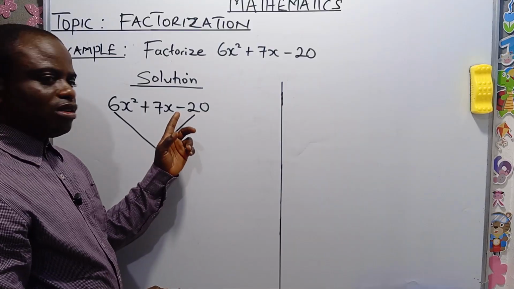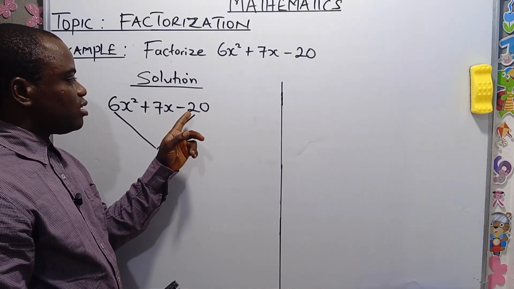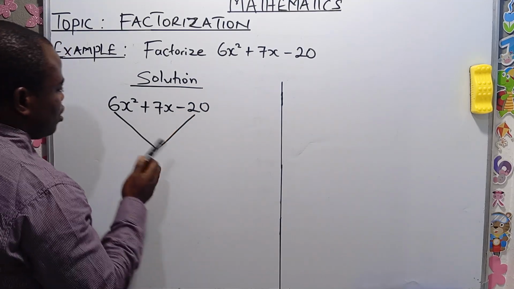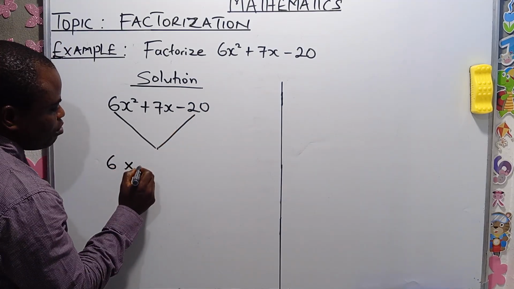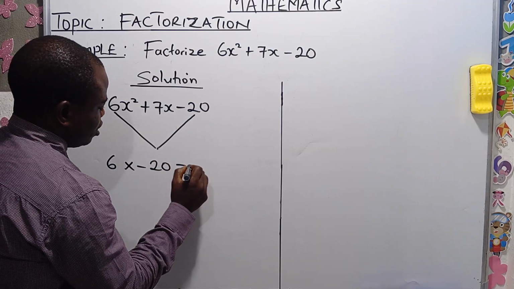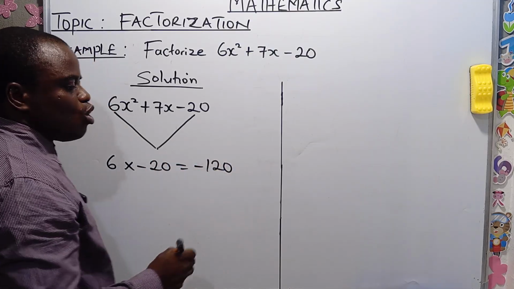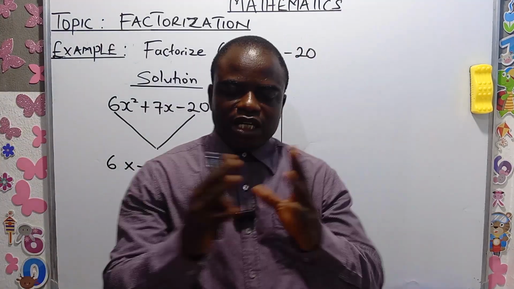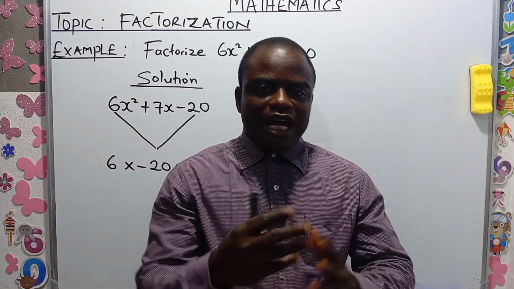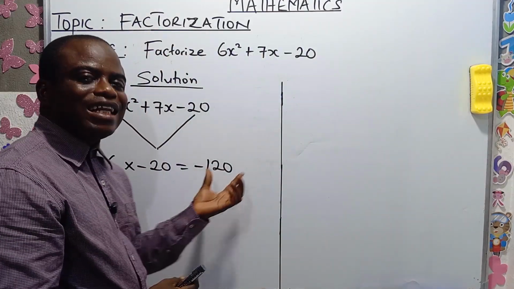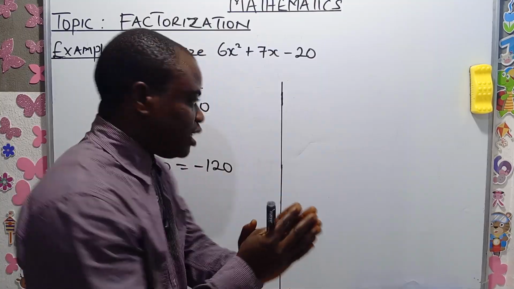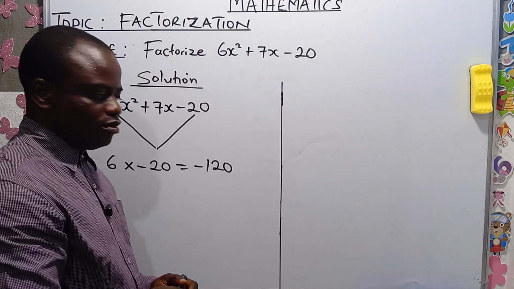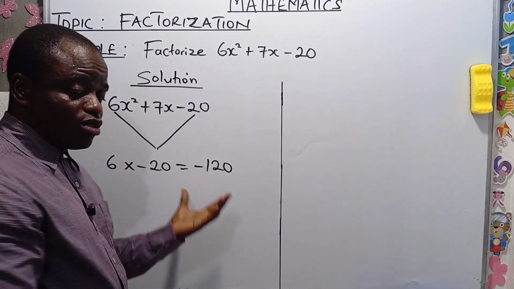Some students always make the mistake of not observing the sign in front of the constant. You can see it's negative. Now you are considering 6 times minus 20, which is minus 120. What we are working with is minus 120. You now think of two numbers that you can multiply together that will give you minus 120, and at the same time, when you add those two numbers together, it will give you the coefficient of x, which is plus 7.